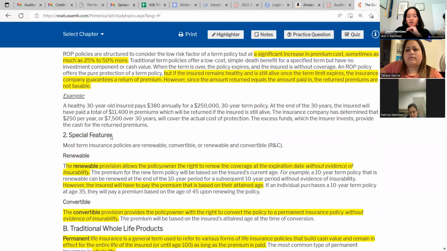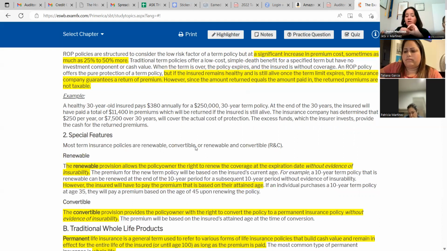So special features on a policy: most term insurance policies are renewable. They're also convertible, and they're renewable and convertible. So either the term policy will say you're both or you're either or.